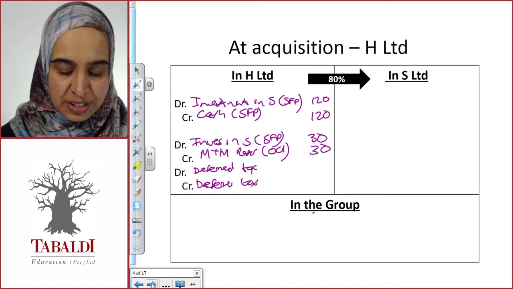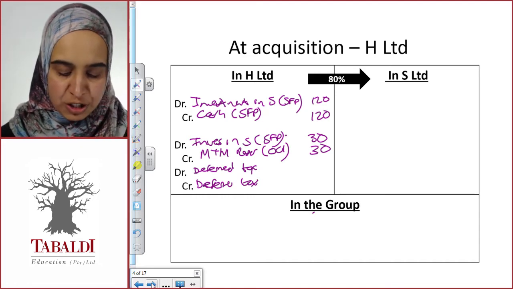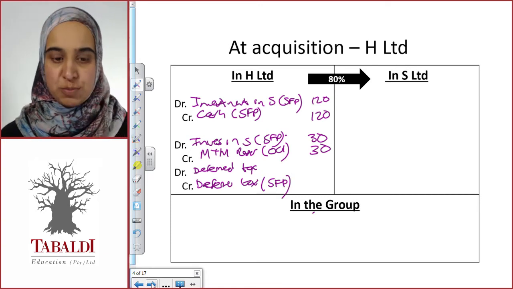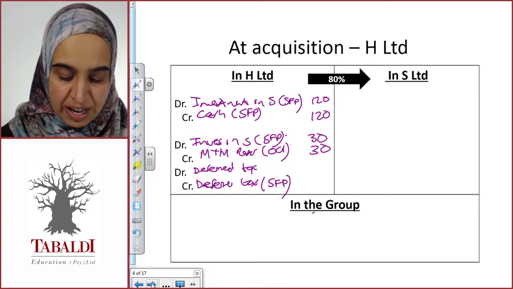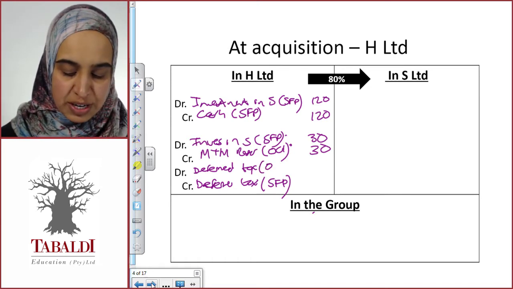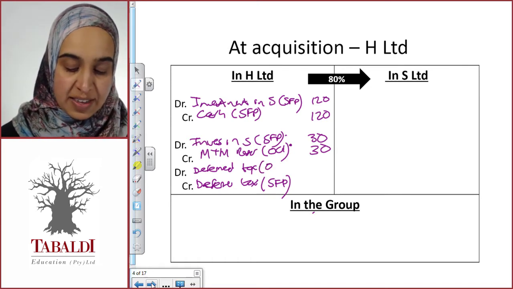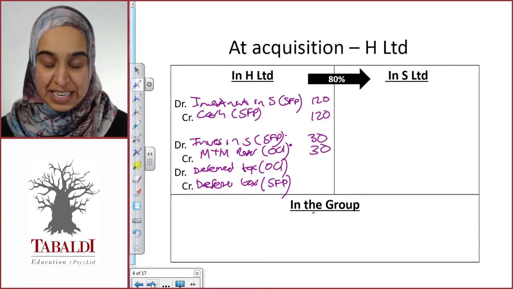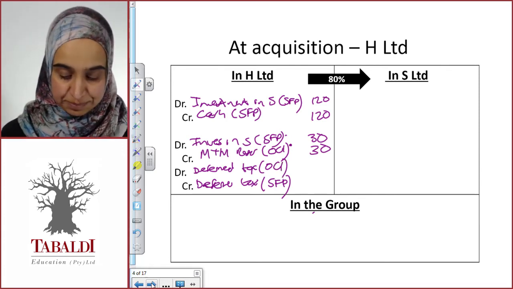If your revaluation, the debit is in statement of financial position, then the deferred tax entry, the credit is going to go to statement of financial position. If in your fair value adjustment, your debit is through OCI, then your deferred tax entry, if the credit is through OCI, then in your deferred tax entry, the deferred tax debit is going to be through OCI.